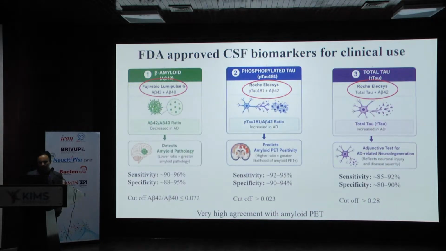Now again, this is a very important slide because these are the biomarkers which are approved. The ratio of A beta 40 by A beta 42 decreases in AD and reflects the amyloid pathology. Sensitivity and specificity are more than 90%. And this is from Fujirebio, the Lumipulse G, right? And then you have phospho-tau P181 and the A beta 42 ratio. This again reflects AD pathology, and they all have high concordance with amyloid PET.